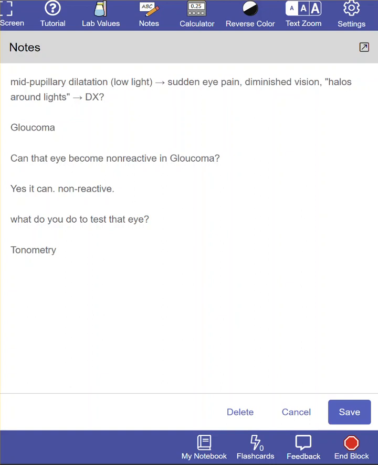But pupillary dilatation is going to be inadequate in someone with acute angle glaucoma, and so you will have a non-reactive eye. That's a hint that it might be glaucoma. It's something that does catch people off guard. So what is the test that you do for glaucoma? It'd be tonometry.